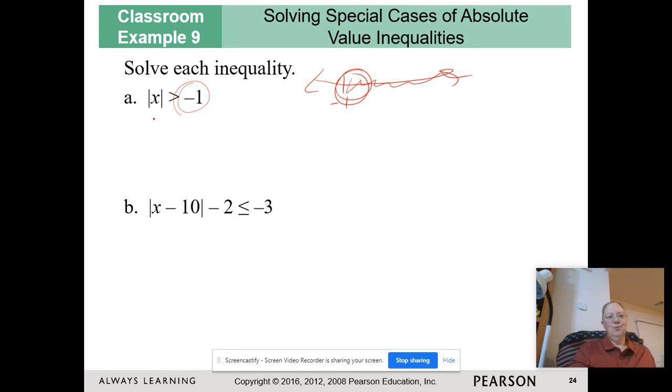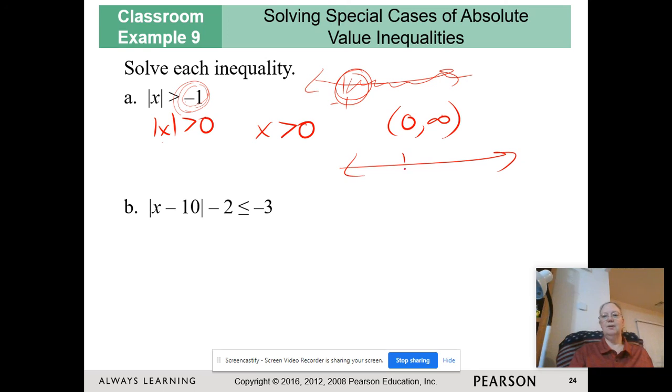So it has to be greater than 0. Okay? There's no way for the distance to be negative. So we've got x has to be greater than 0. 0 to infinity. On a number line like that.